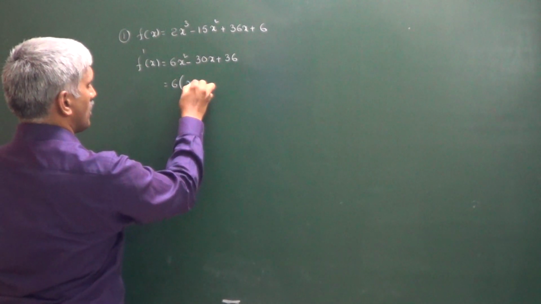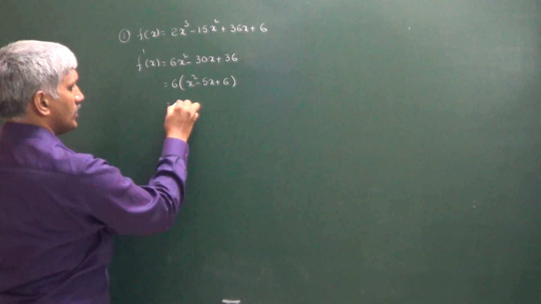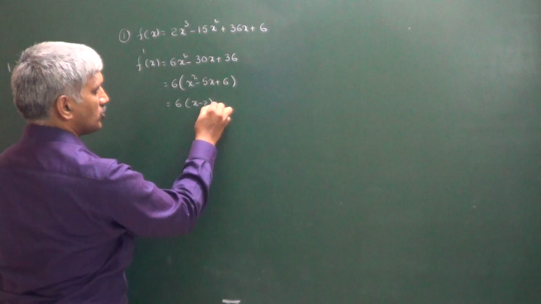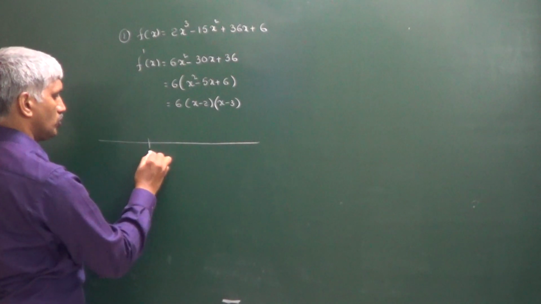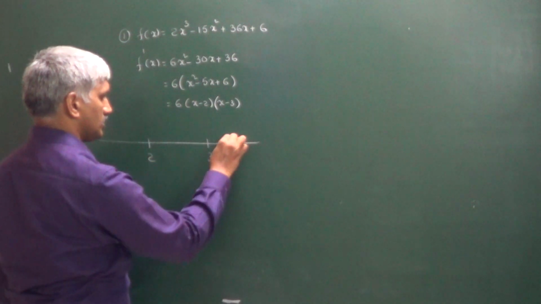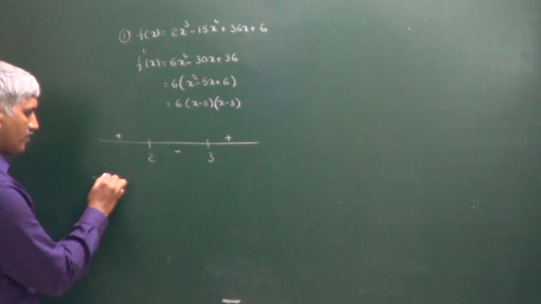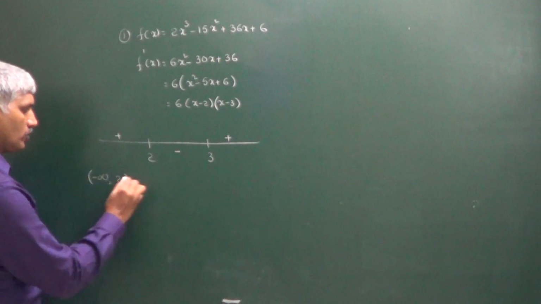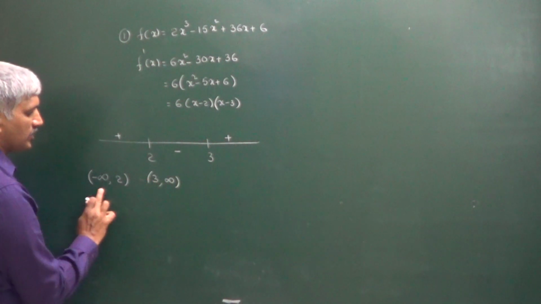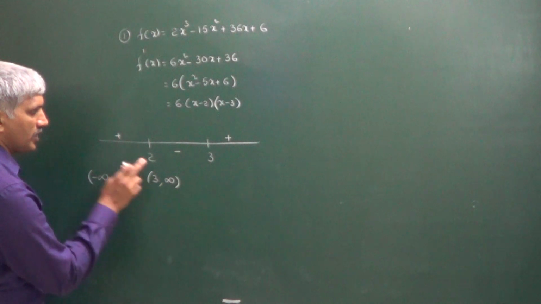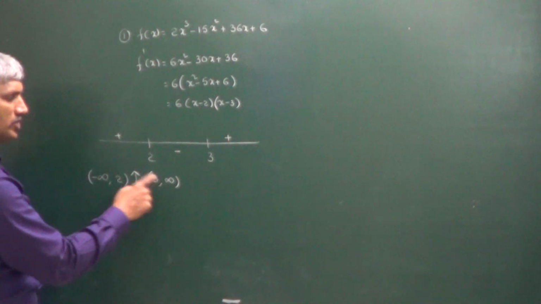Now if you take 6 common, we will get x square minus 5x plus 6, that is equal to 6 into (x minus 2) into (x minus 3). Now this is the number line. We have 2, next 3, with signs plus, minus, plus. With the help of this information we can say, from minus infinity to 2 union 3 to infinity, f dash of x is positive, so the function is an increasing function in this interval.